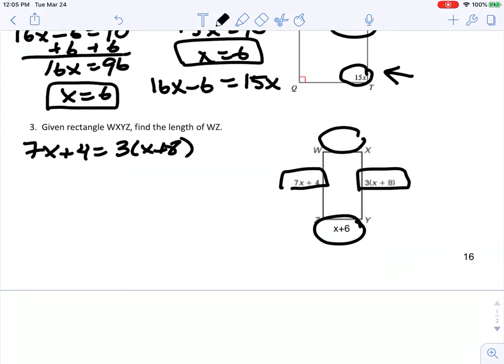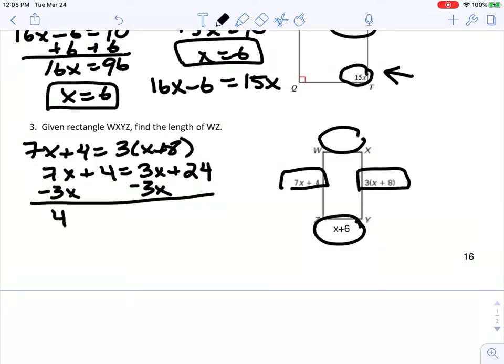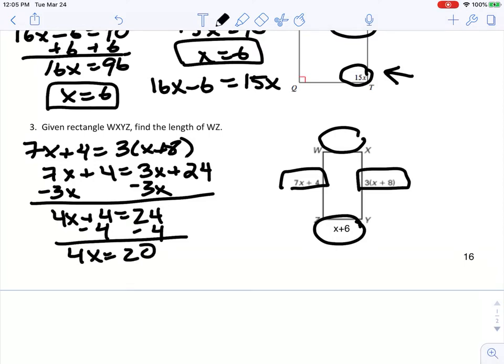And we're going to go ahead and solve for x. So 7x plus 4. Remember, distribute that 3. 3x plus 24. I'm going to subtract the 3x from both sides. So minus 3x minus 3x. 4x plus 4 equals 24. Minus 4, minus 4. I get 4x equals 20. Divide by 4, I'm going to get x equals 5.